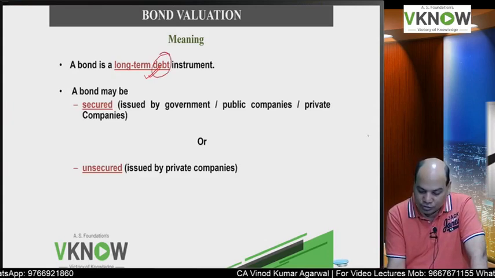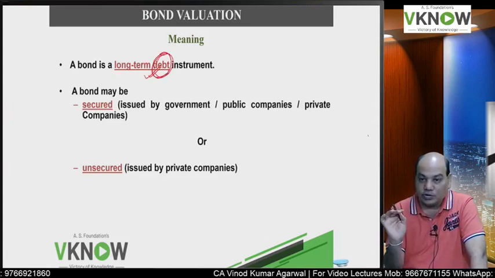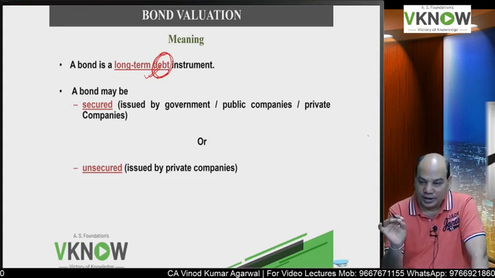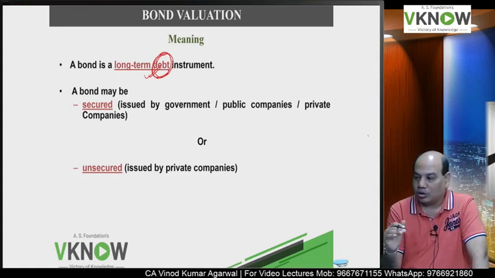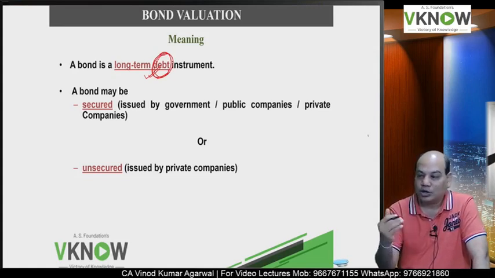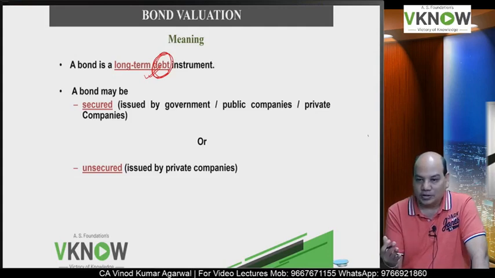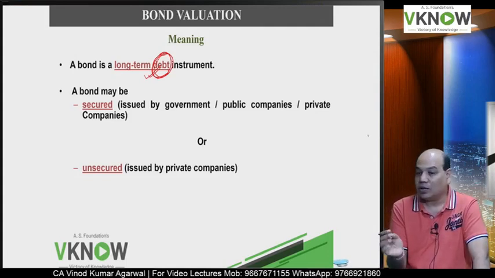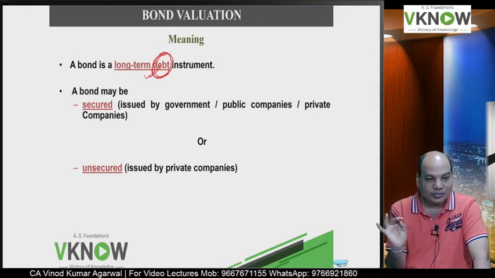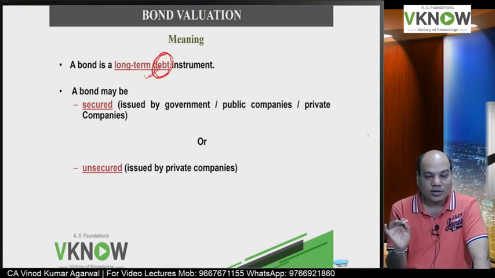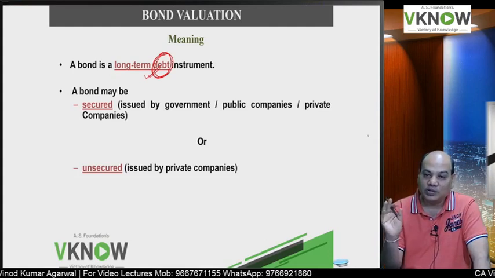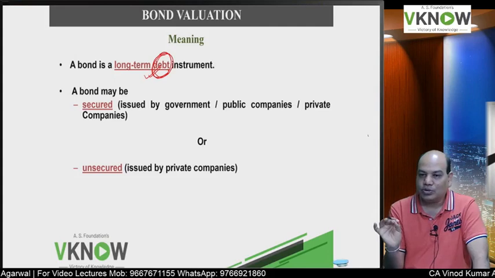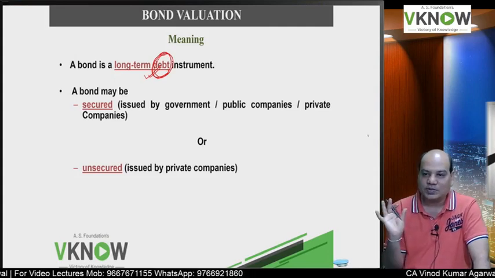What do you mean by debt instrument? Debt instrument means the company which is issuing the bond has an obligation to pay the interest and the principal, or whatever cash flow they have committed to pay. They can commit to pay either interest or principal or both. In some bonds they commit only to pay interest. That is called a perpetual bond. In some bonds they commit to pay only the principal. That is called a zero coupon bond. And in other bonds they commit to pay interest as well as the principal amount.